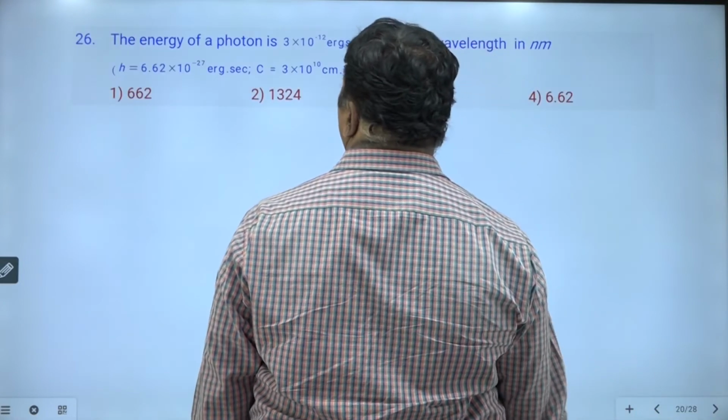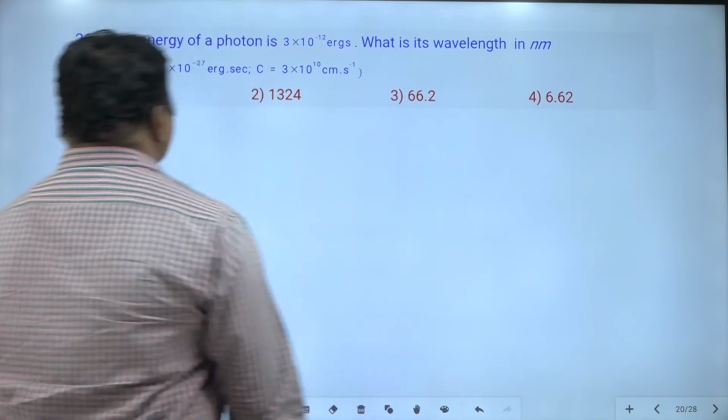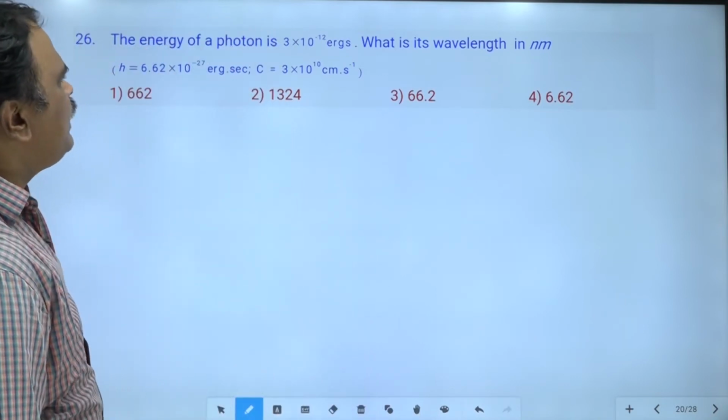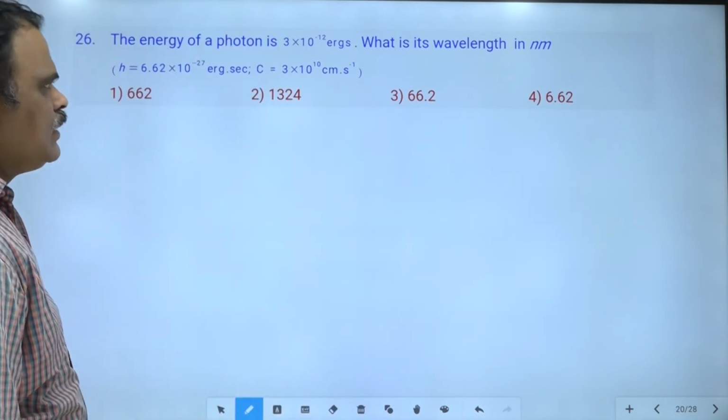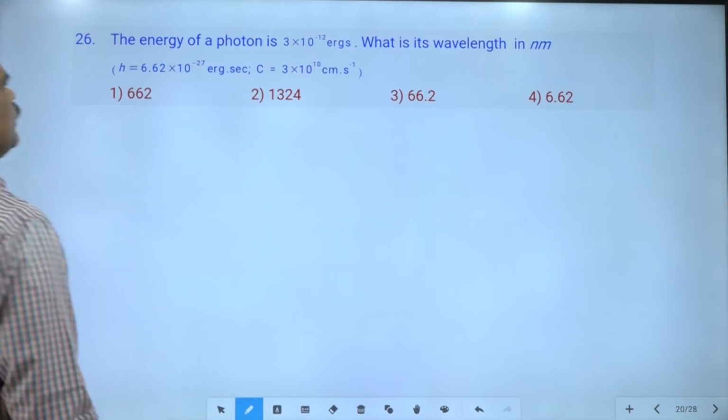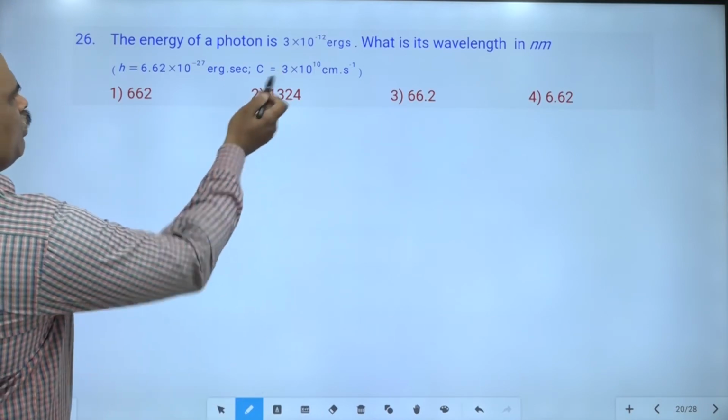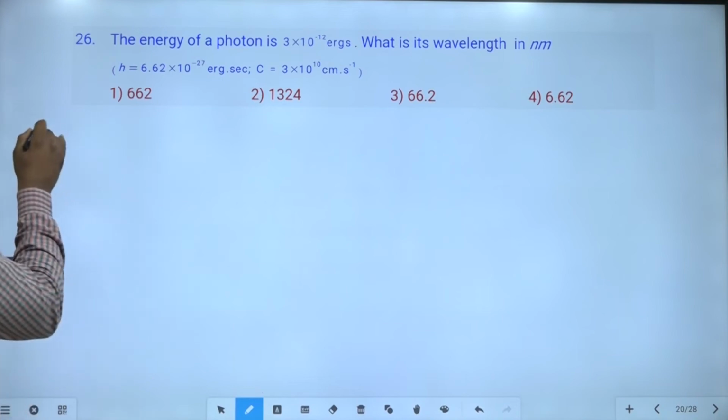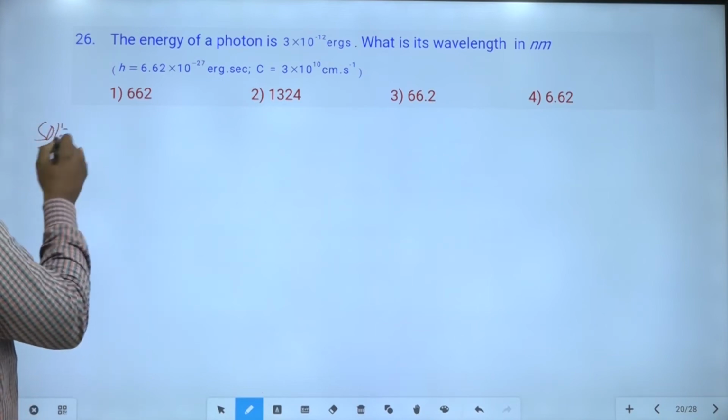Threshold frequency. Now, the energy of a photon is 3 into 10 power minus 12 ergs. What is the wavelength in nanometers? First we have to write the formula.